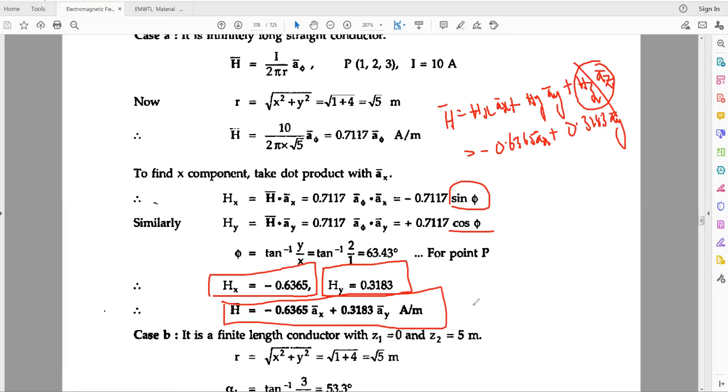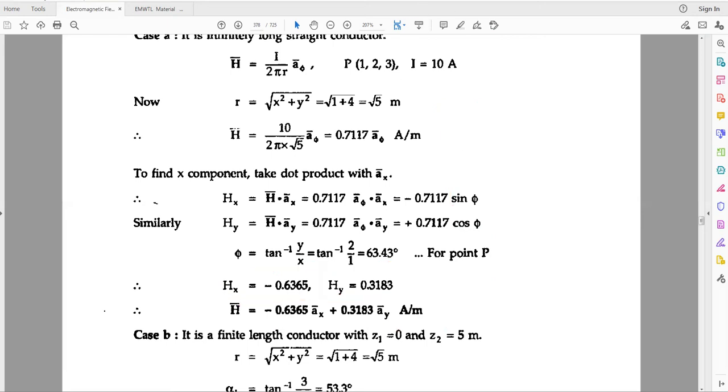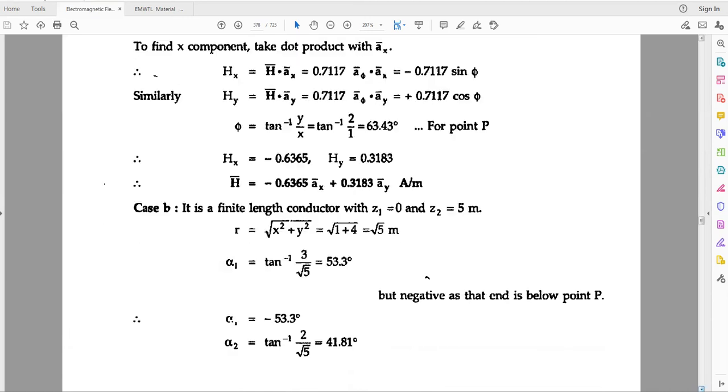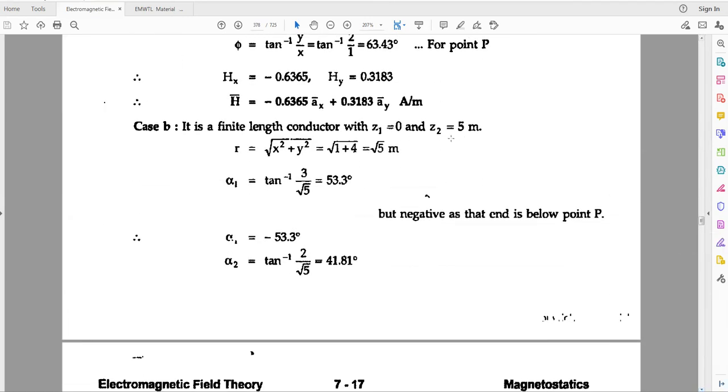The first case is when we consider z from minus infinity to infinity. Got it, my students. And the second case is z from 0 to 5 meters. So r is always the same because it is on the z-axis. So 1 plus 4 under root is root 5, and alpha 1 and alpha 2 we will get now, because it is a finite length, not the infinite length. Alpha 1 is equal to tan inverse of 3 by under root of 5, and alpha 2 is equal to tan inverse 2 by under root of 5.